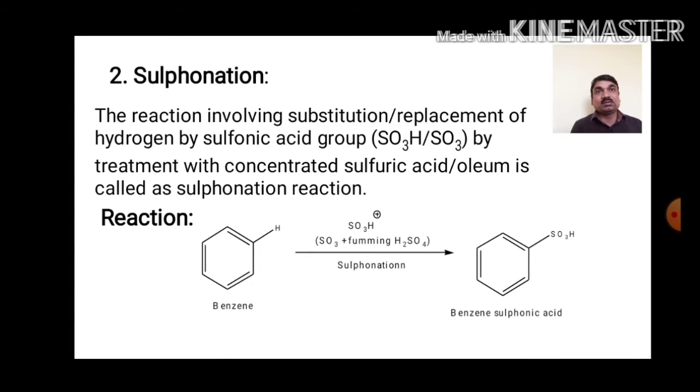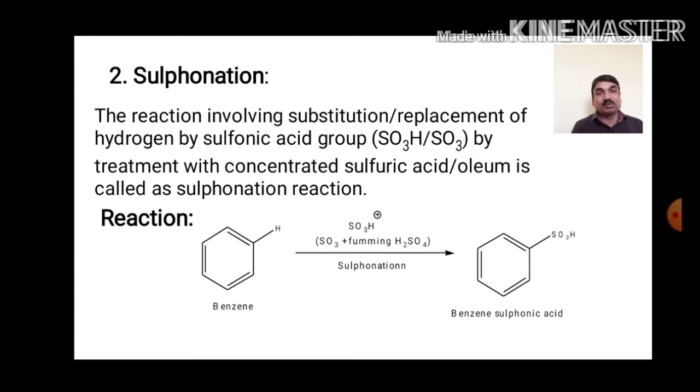Sulfonation, unlike other electrophilic substitution reactions, is reversible. The sulfonic acid group can be removed by treatment with dilute sulfuric acid. Hence, for the reaction to proceed in the forward direction, it is necessary that the water being generated in the reaction is continuously removed. Here we will see the reaction when benzene is subjected to sulfonation in presence of oleum or fuming sulfuric acid, which results in the formation of benzene sulfonic acid.